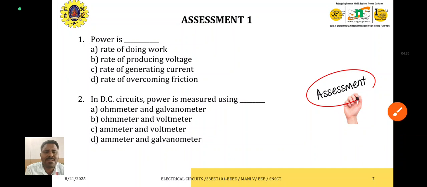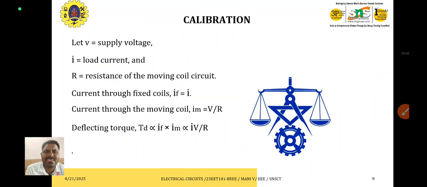So this is an assessment. Power is dash: rate of doing work, or rate of producing voltage, or rate of generating current, or rate of overcoming friction. And the second one: in a DC circuit, power is measured by using an ohm meter and galvanometer, ohm meter and voltmeter, ammeter and voltmeter, or ammeter and galvanometer. You can put your answer in the comment section.